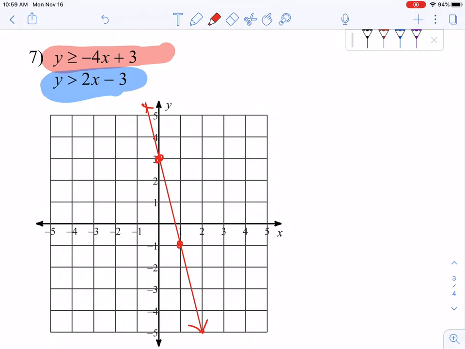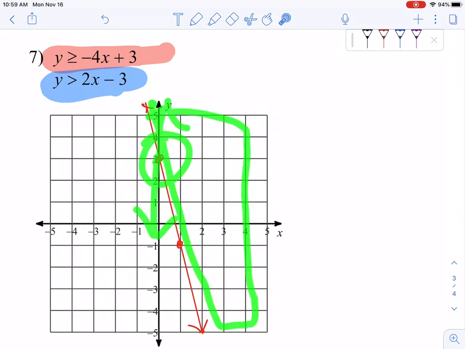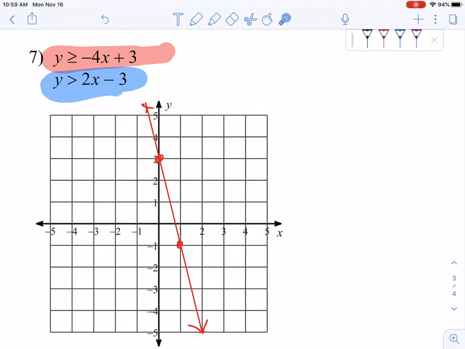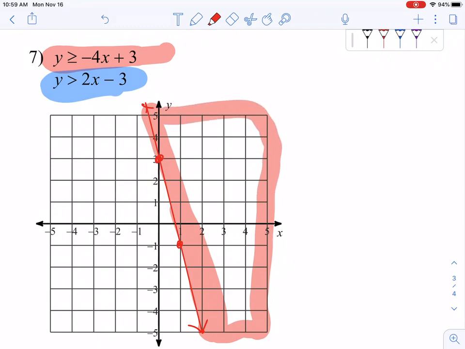So for my red equation, y is greater than. So here's where I'm looking, right here. Above goes greater than, less than goes below. So greater than is on this side. So I'm going to go ahead and shade my greater than side, which is everything over here.